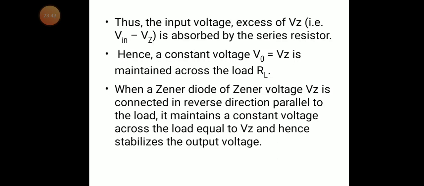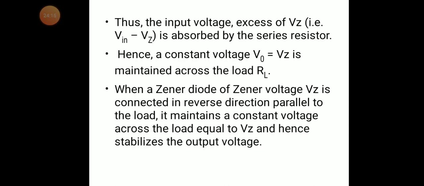If the load has less resistance, what happens? A large amount of current is drawn through the load. If the load has high resistance, a large amount of current flows through the Zener diode. In both cases, the series resistor absorbs the excess voltage such that the voltage across the load will be constant.